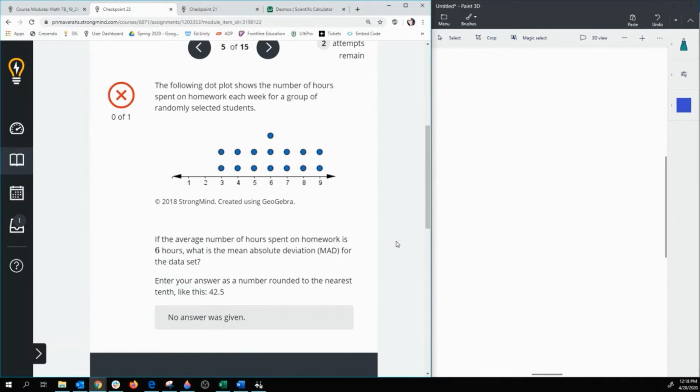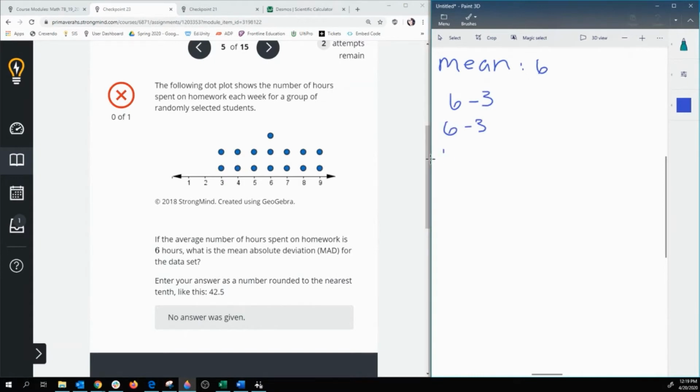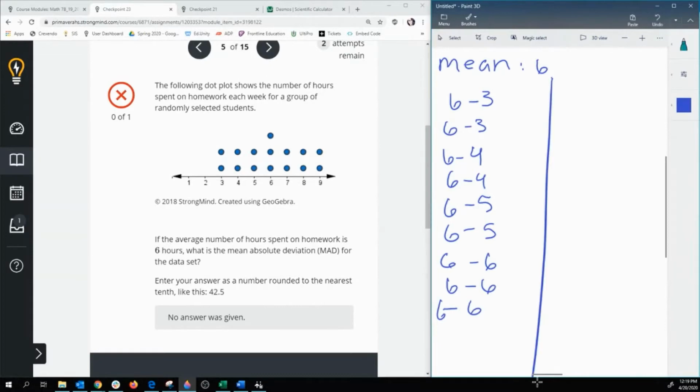So to find our mean absolute deviation, we need to take our mean, which is 6, and subtract it from each one of these numbers on our dot plot. Right, so I would do 6 minus 3 twice because there's 2 dots above 3. 6 minus 4 twice because there's 2 dots above 4, and so on. With 6, there are 3 dots, so I'm going to subtract it from 6 3 times. I might have to come up here. And I'm going to flip order.